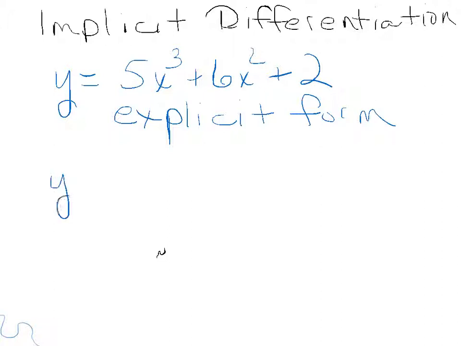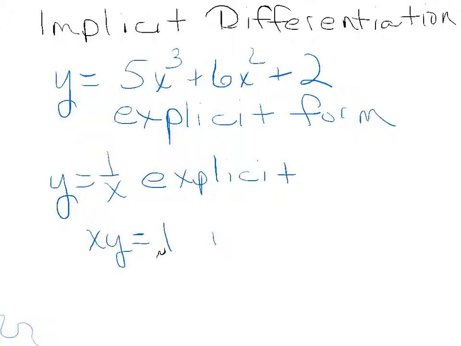Now, if we have y equals 1 over x, this is an explicit equation. But the same equation could be named by x times y equals 1, and this is the implicit form. Implicit form occurs when we have not solved explicitly for y.